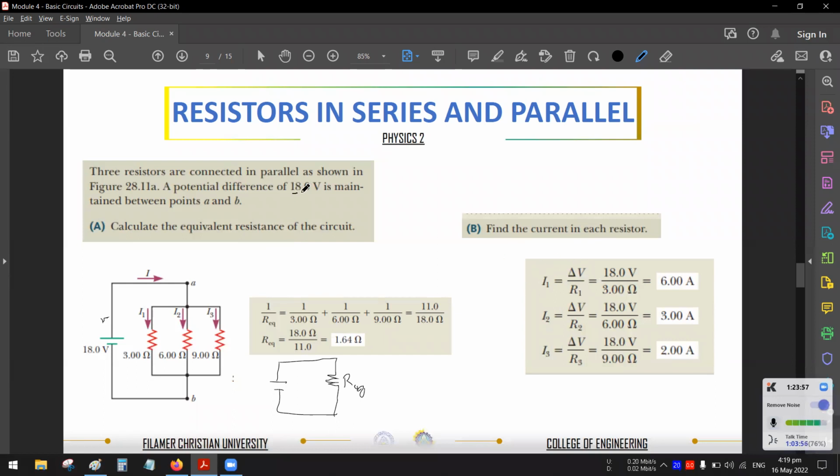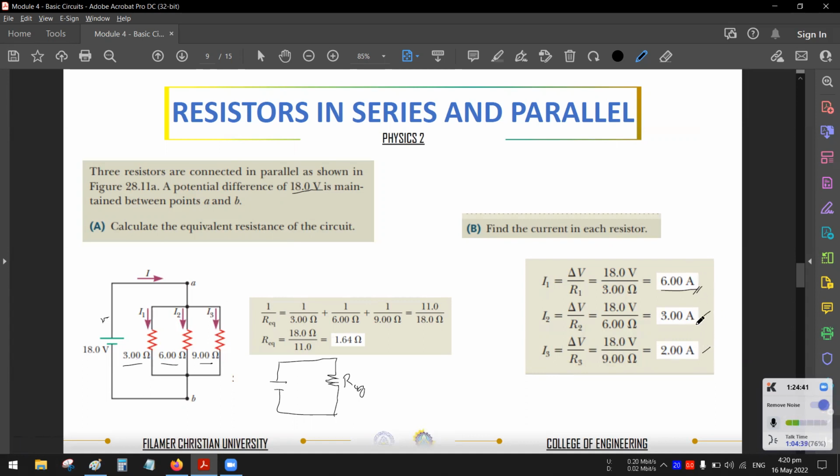So, meron tayong 18 volts na battery supplied. And then, i-divide mo yan sa each resistor. So, for the I1, you have 18 divided by 3. Therefore, you have 6 amps dito sa 3 ohms. For the 6 ohms, you have 3 amps. And for the 9 ohms, you have 2 amps. So, divide mo lang siya. That is 18 divided by 3, 18 divided by 6, and 18 divided by 9. Then, there you have it.